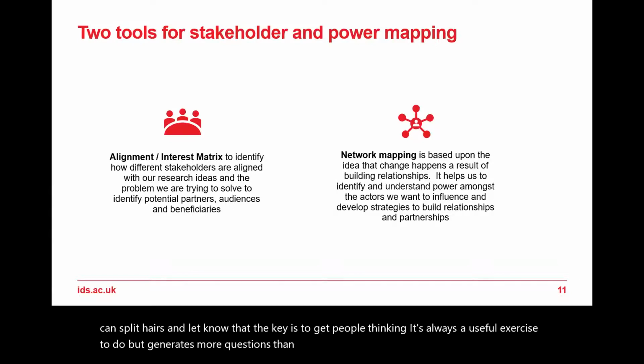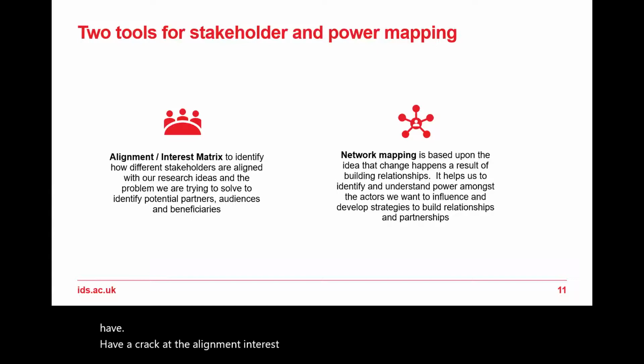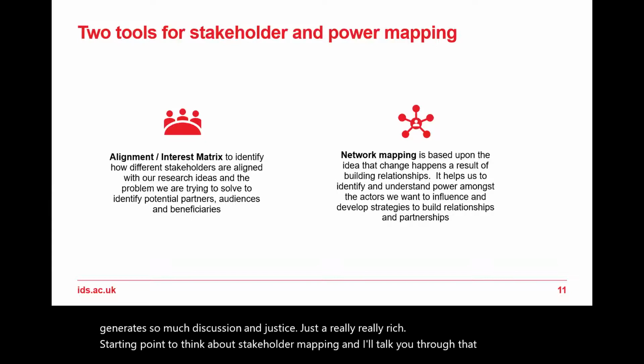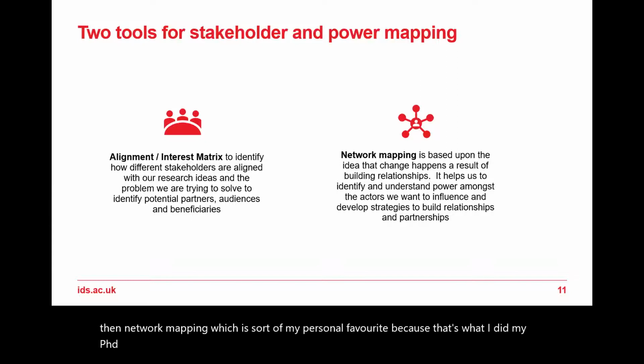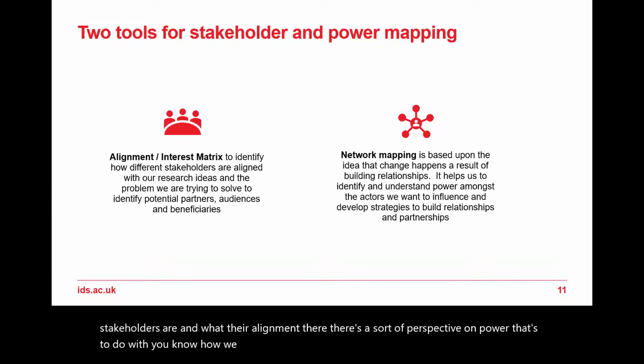So for these next two tools, you're going to have a crack at the alignment interest matrix, which is a very straightforward tool, but always generates so much discussion, and it's a really rich starting point to think about stakeholder mapping. I'll talk you through that, and then network mapping, which is my personal favorite, because that's what I did my PhD on, looking at the relationships. Once we've identified who different stakeholders are and their alignment, there's a perspective on power to do with how influential these people are in this space. But then network mapping gives you a different perspective on power.